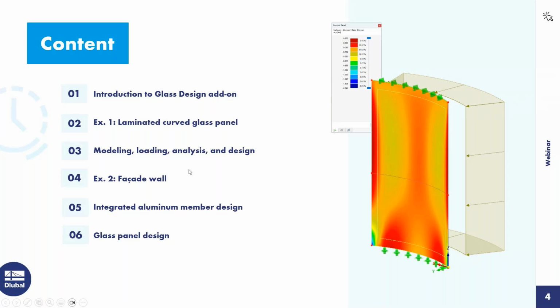For our second example, we'll move on to a facade wall. For this one, we do want to integrate the aluminum member design along with the glass panel design, also according to the ADM standards and ASTM.